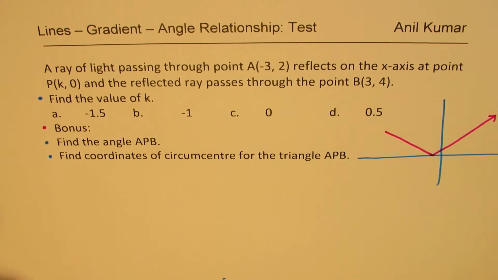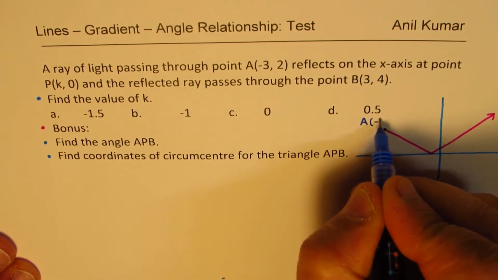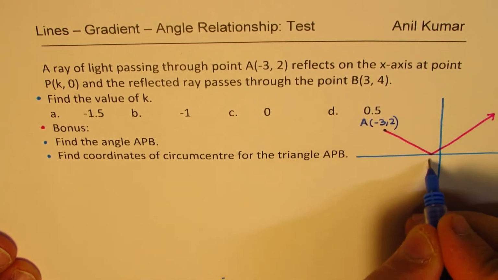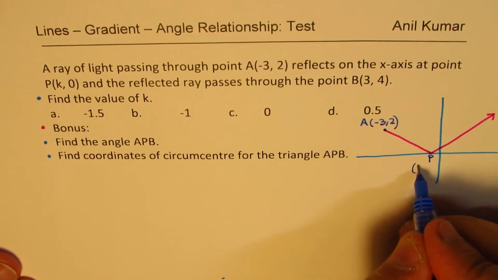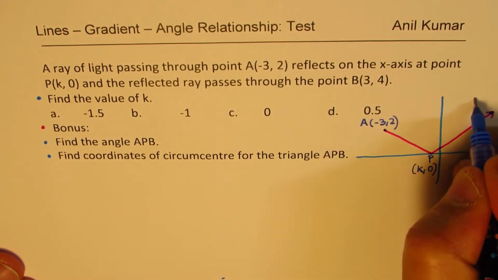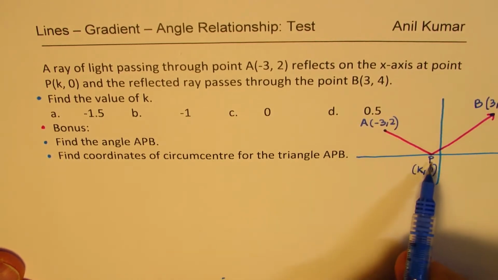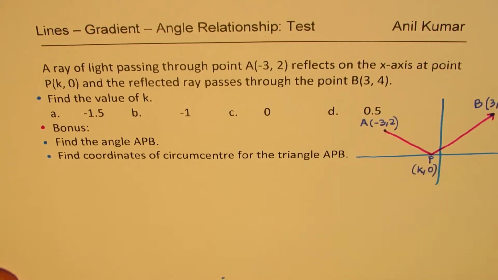What are we given here? We are given that coordinates of point A are (-3, 2), coordinates of point P are (k, 0), and B are (3, 4). So in the first part, we have to find the coordinates of point P, that is the value of k. So let's try to figure this out.